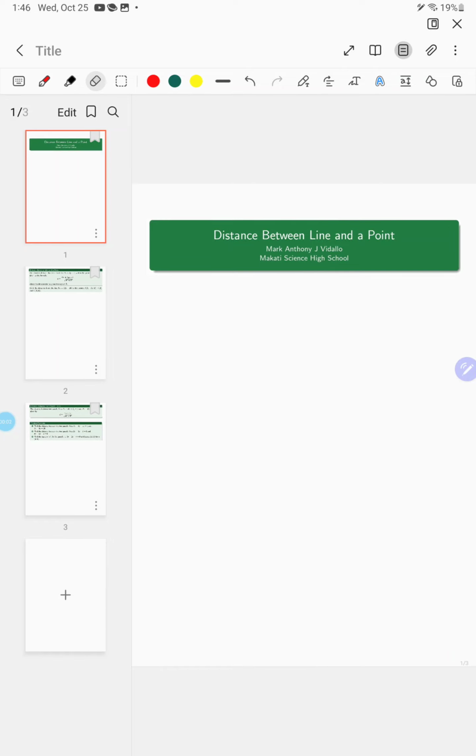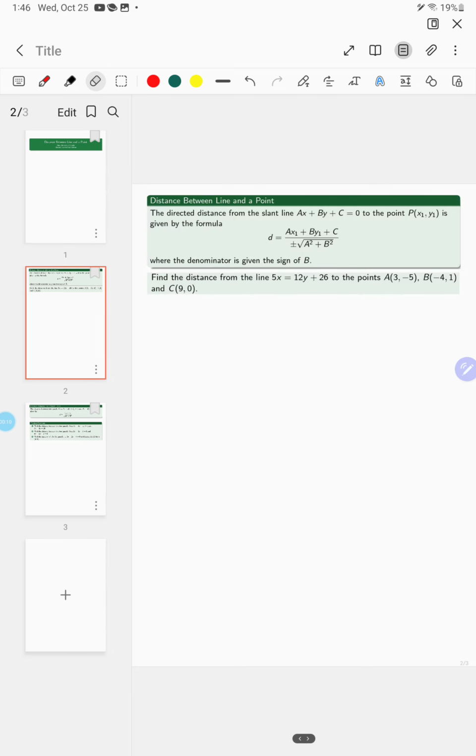What's up guys, for today's video, we're going to discuss how to find the distance between a line and a point. Okay, so let's take a look at this. The directed distance from the slant line ax plus by plus c equals 0 to the point P with coordinates x sub 1, y sub 1 is given by this formula.